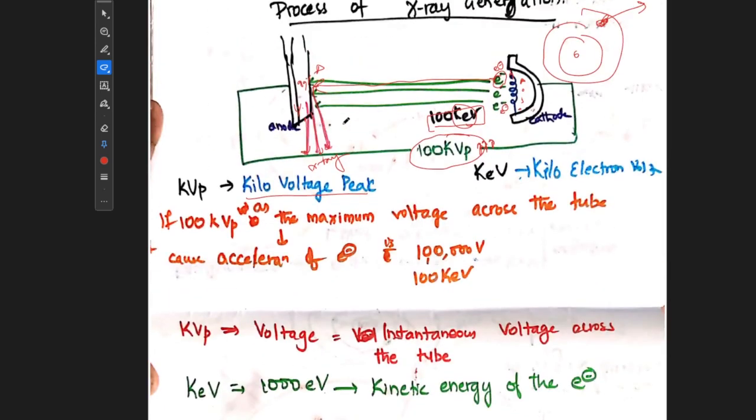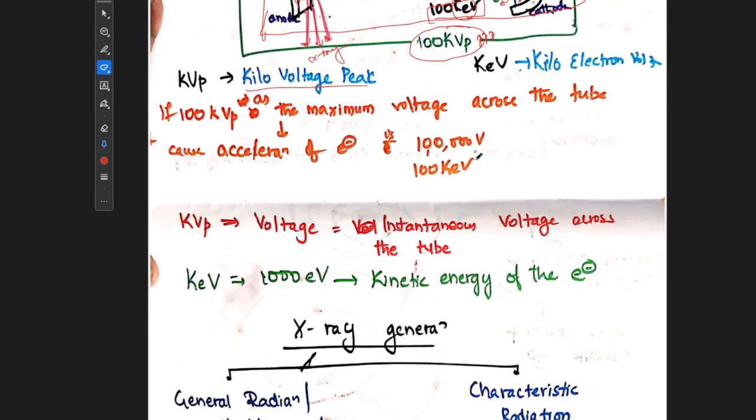So kilovoltage peak is the instantaneous voltage across the tube. This is the tube, and the voltage across the tube is kilovolt peak, whereas the kinetic energy of the electrons is called kilo electron volt.